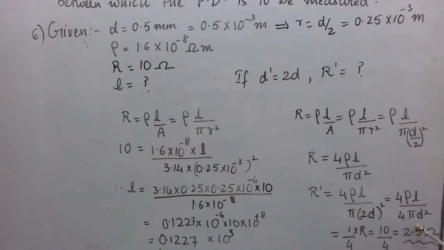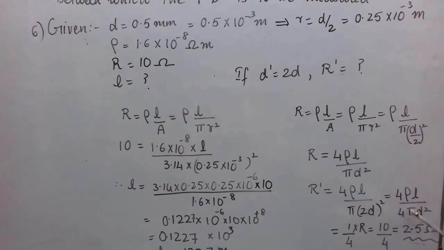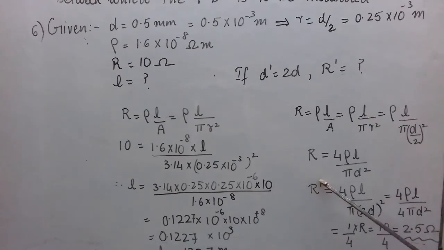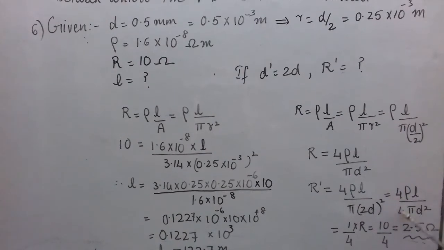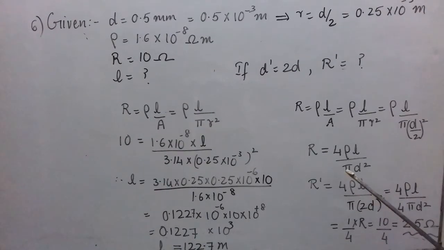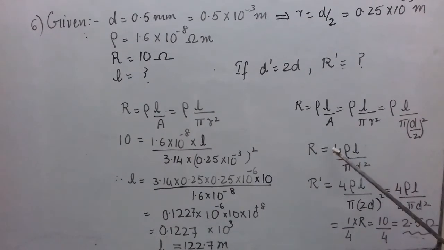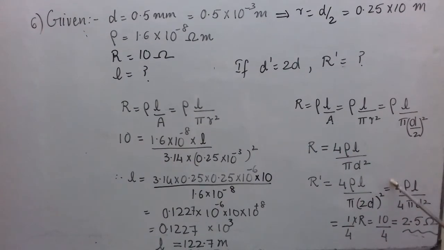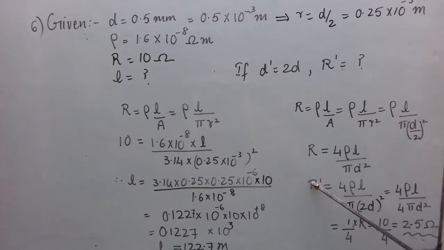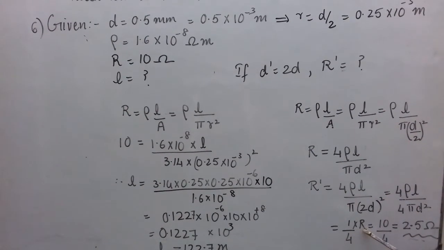And when you simplify it, you can keep 4 rho L over pi d square separate, and we can put R for this. Okay. And you get R dash is, don't cancel this 4 here, because you need to substitute for R here. Actually, you want some expression here, something which can be substituted by R. So 4 rho L over pi d square should not be simplified here. So keep it same. This represents R. So we can show that R dash becomes 1 by 4 times the original resistance.